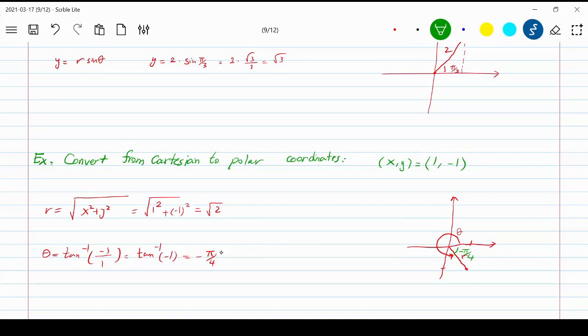You can write the polar coordinate as root 2 for r and negative pi over 4 for theta. But you can turn it into a positive angle and say root 2, and instead of negative pi over 4, it would be 7 pi over 4. Add 2 pi to it to make it positive. Either one is fine. Just make sure that whatever you get matches that point in terms of quadrant. Is it in the fourth quadrant? In this case, yes, they are all in the fourth quadrant.